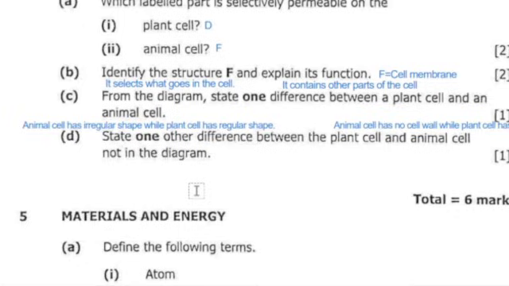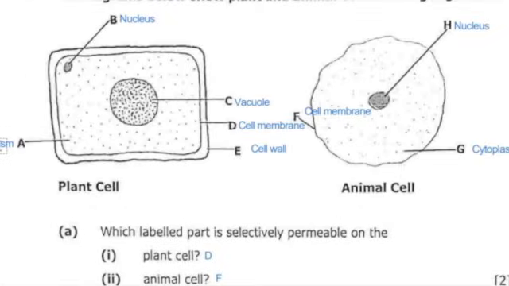State one other difference between the plant cell and animal cell not in the diagram. Now remember, there are three differences when we look at parts of the cells. When we were checking, we just noted two. The third one we didn't see because it's not labeled, and that is the chloroplast, the green pigment found inside the cytoplasm that gives the green color to the plant.